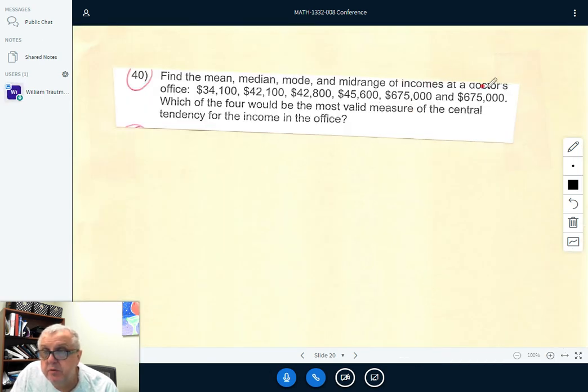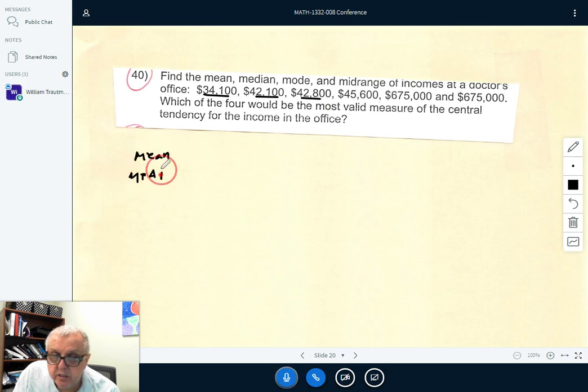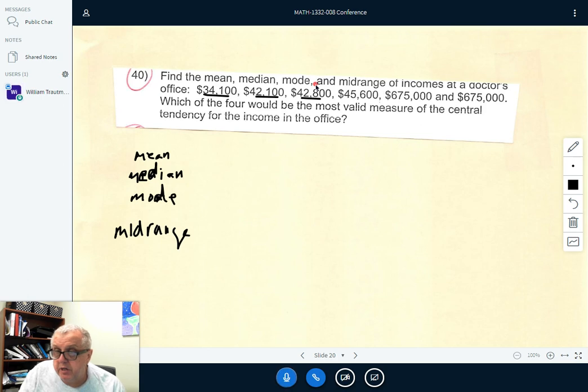Find the mean, median, mode, and mid-range for all of these. Let's take a look. We're just going to type this in. Mean, median, mode, and mid-range. So we're going to put all these into list 1 in our calculator.